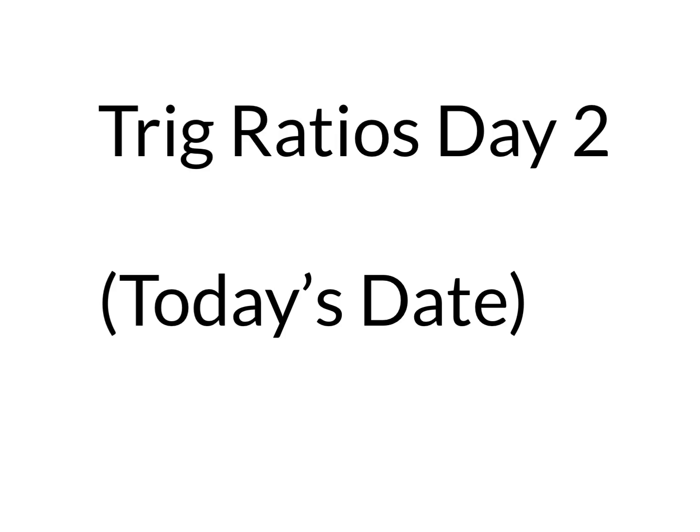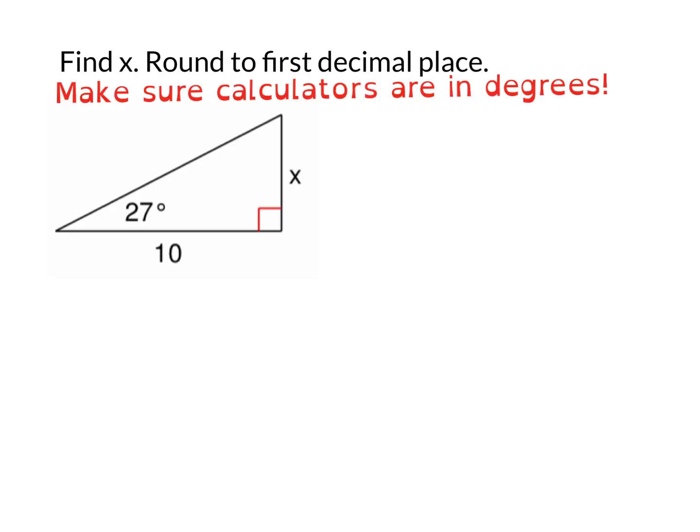Alright, trig ratios day 2. First off, make sure your calculators are in degrees. The way you do that is you hit the mode button and scroll down, and it's the third line down, and it'll say radians and degrees. You need to make sure degrees is highlighted. If it's not, scroll down to it, hover over degrees, and hit enter. If not, you will get the wrong answer.